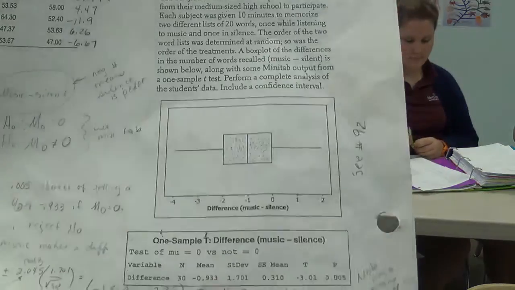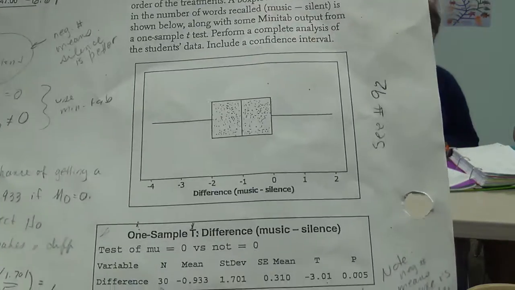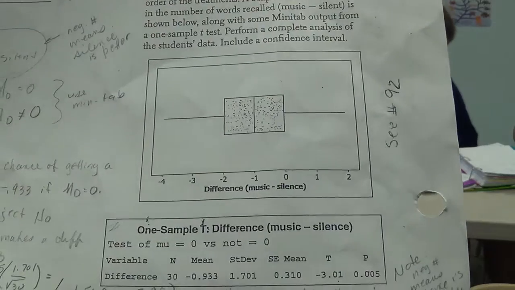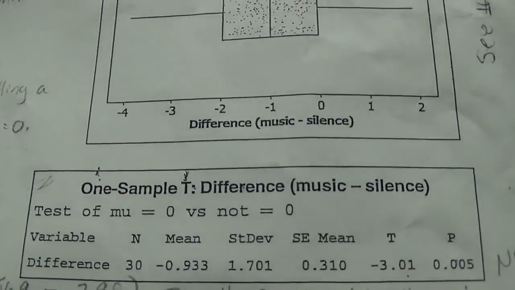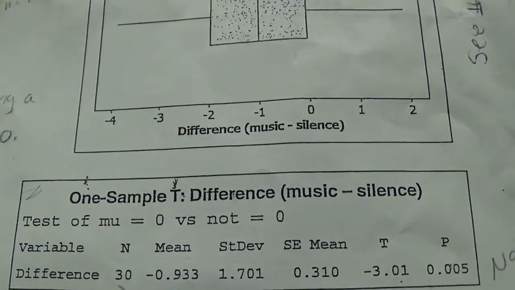And then they compared the music, basically music and silence, as they called it, and they made a graph of the music scores versus the silence scores. Right. And they did a lot of the work for him, and they gave him a box and whisker plot, and they gave him a Minitab output. So what should you conclude with those numbers?